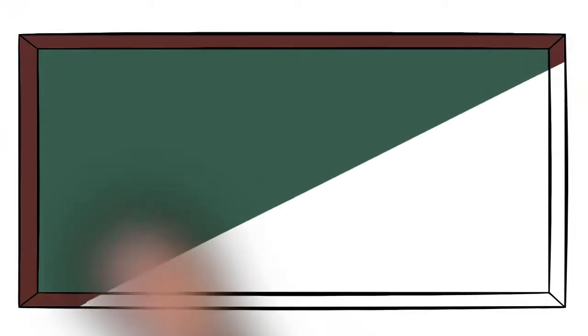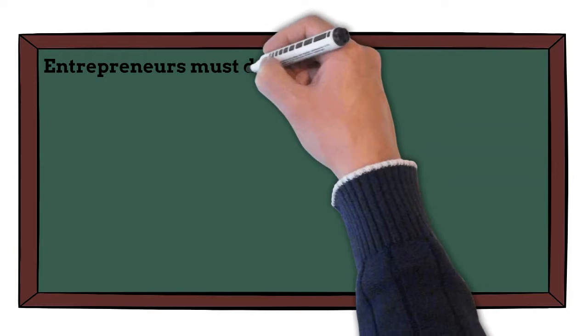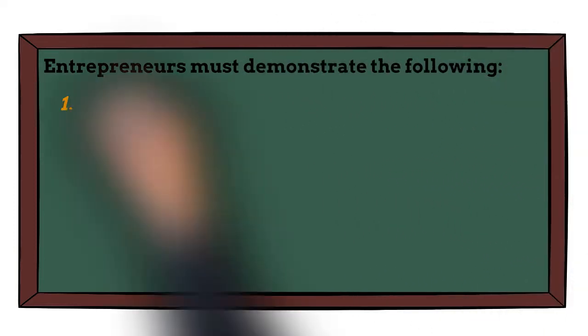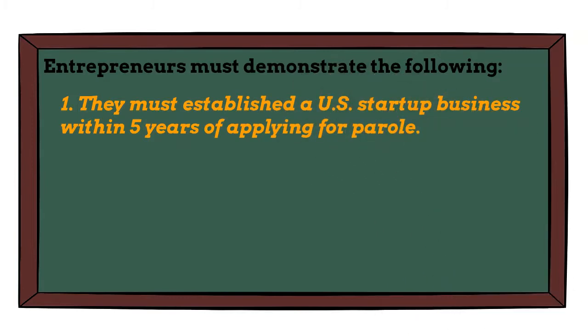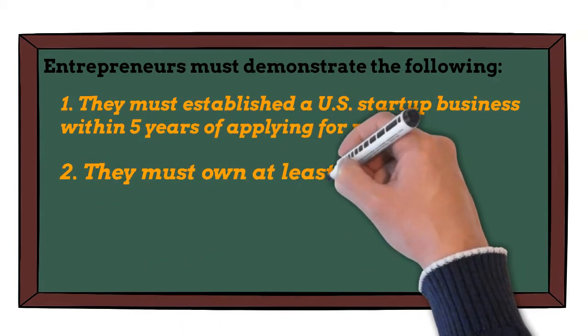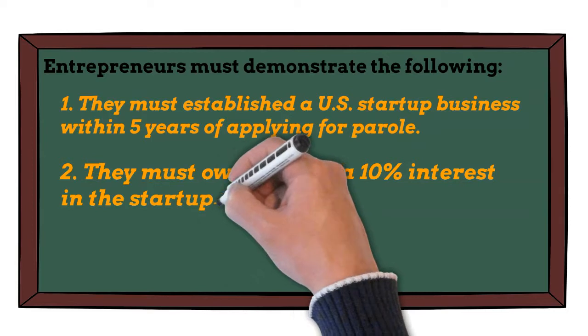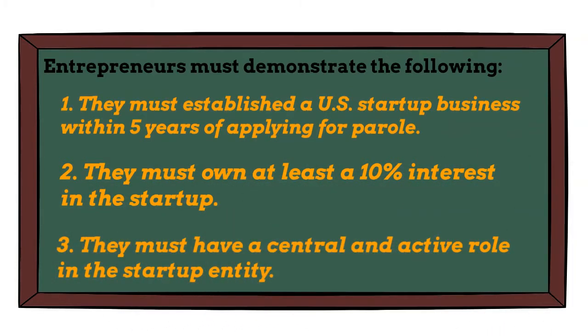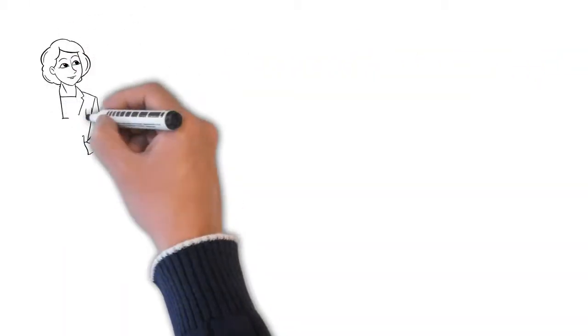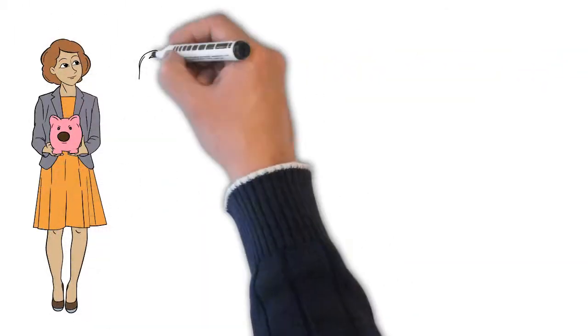In order to qualify for this program, entrepreneurs must demonstrate the following. 1. They must establish a U.S. startup business within 5 years of applying for parole. 2. They must own at least a 10% interest in the startup. 3. They must have a central and active role in the startup entity. This means they must be well positioned to substantially assist with the growth and success of the business.